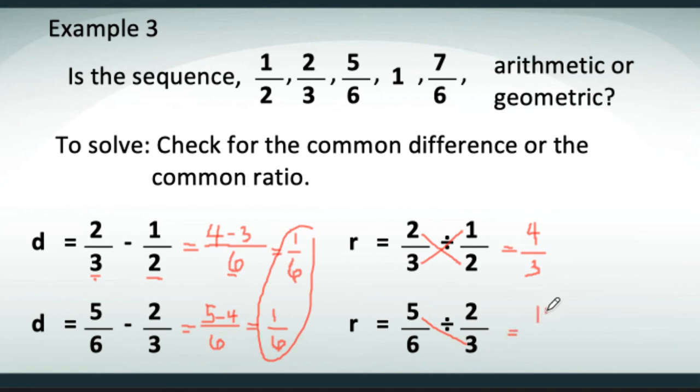The other terms, which is 5 over 6 divided by 2 over 3, we cross multiply. 5 times 3, that is 15. And 6 times 2, that is 12. We can simplify the fraction since both are divisible by 3. So 15 is 5 and 12 is 4. So we got 5 over 4, or 5/4. So it proved that the sequence is not geometric.